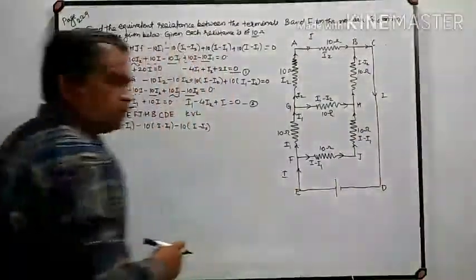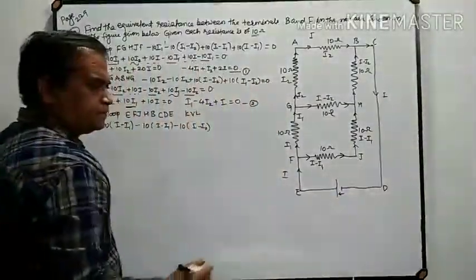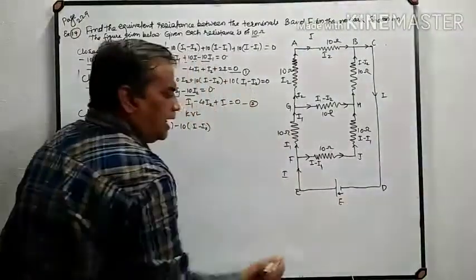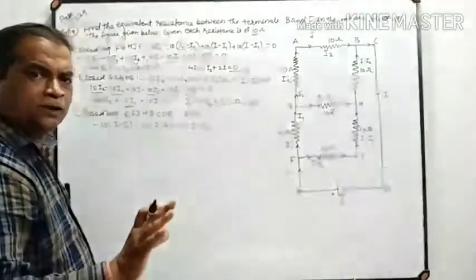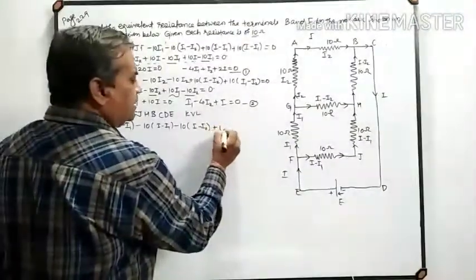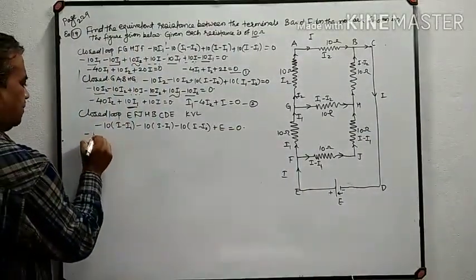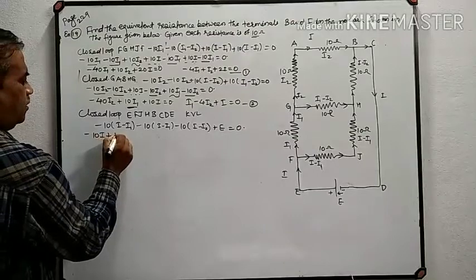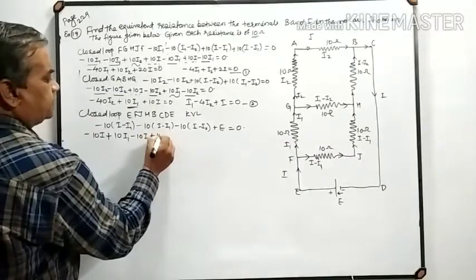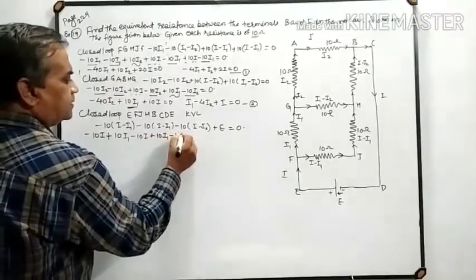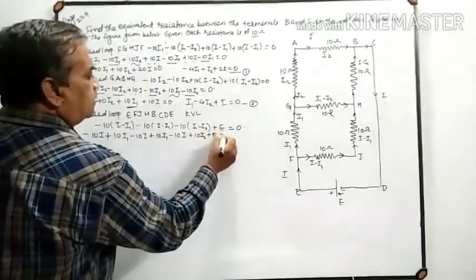Then from B to C and from C to D and from D to what? E. While moving from D to E there is a source of EMF E and within the source we are moving from negative terminal towards the positive terminal. Therefore, EMF of that cell is taken as positive and that is equal to 0. Now simplify this. So this is minus 10I minus of minus plus 10I1, minus 10I minus of minus plus 10I1, minus 10I minus of minus plus 10I2, plus E is equal to 0.